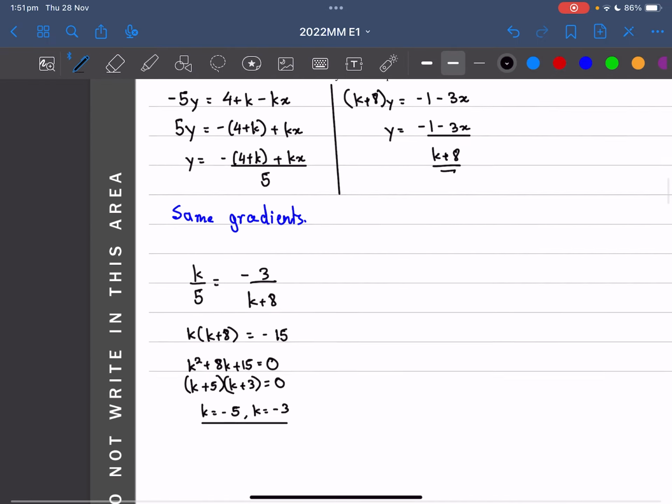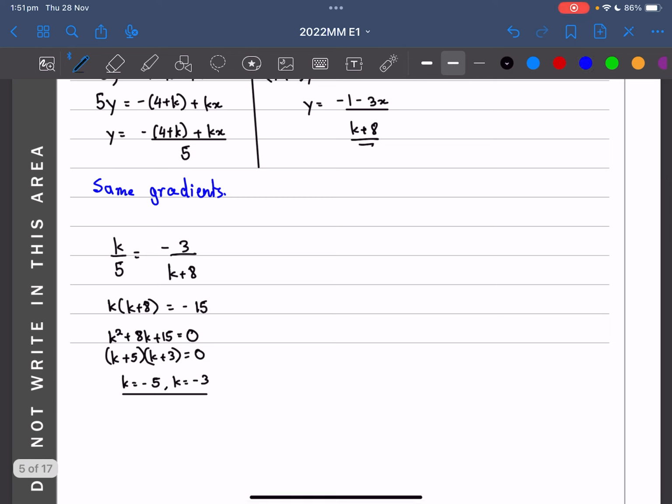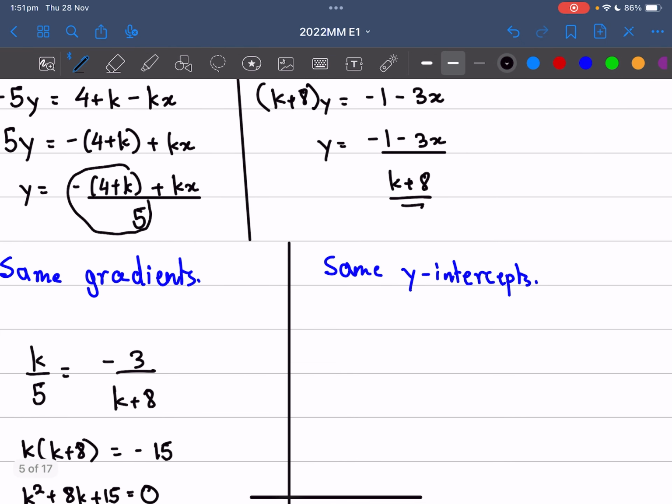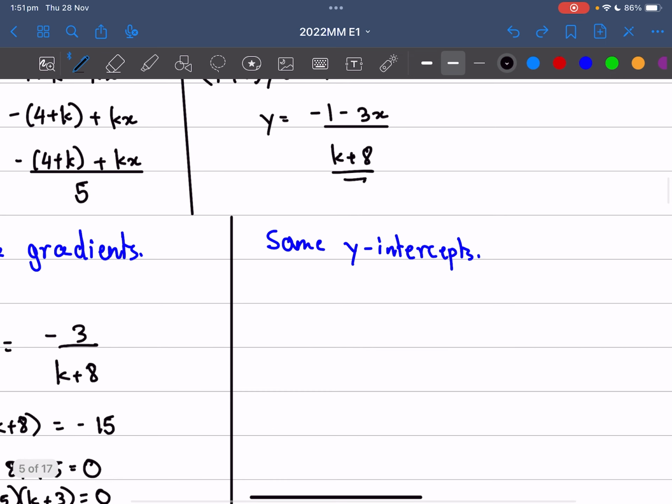Now we'll have to do the same for the y-intercept. So we'll draw another line here and label it the same y-intercepts. Okay, so the y-intercept for line 1 is this part. So let's note that down. So minus 4 plus k divided by 5 equals, all of this is the y-intercept for the second line, so minus 1 on k plus 8.